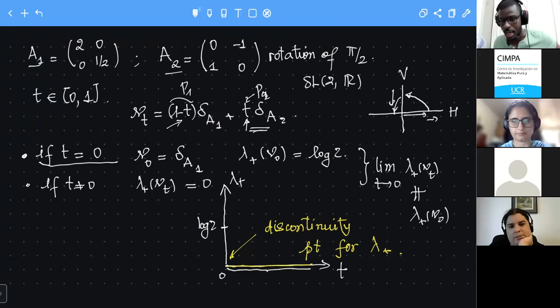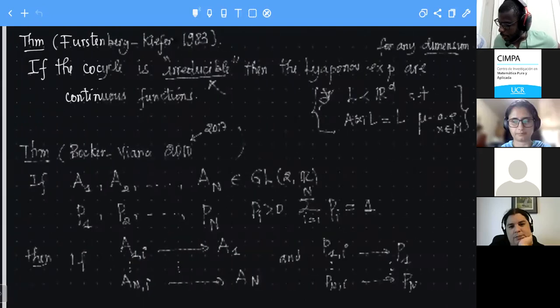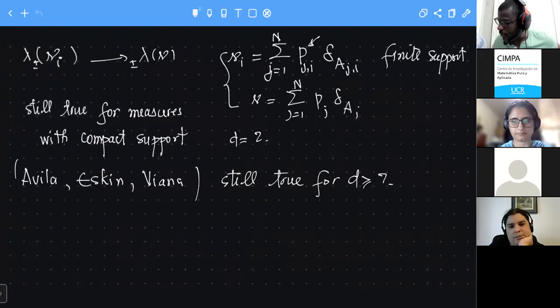So what happens in this situation? Here you are allowed to take P to be 0. But in the theorem of Avila, Eskin, and Viana, the P_i are all positive. So this is the main difference. Any questions?